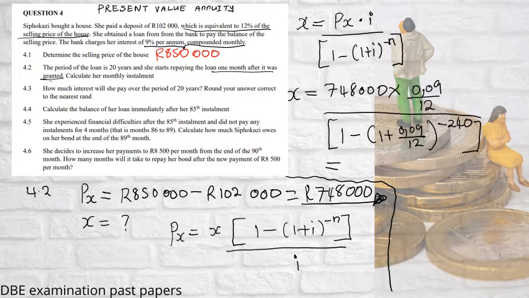Let's see. We're saying 748,000 multiplied by 0.09 over 12 and divide by 1 minus 1 plus 0.09 over 12 exponent minus 240. Then we can get the answer. So the person must be paying a lot of money. It's actually 6,729.95 every month.